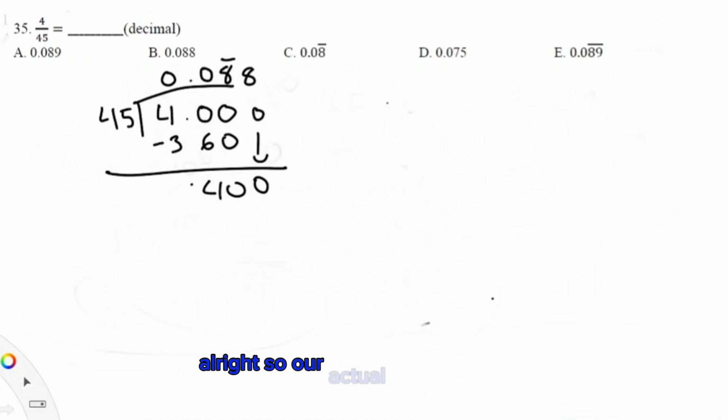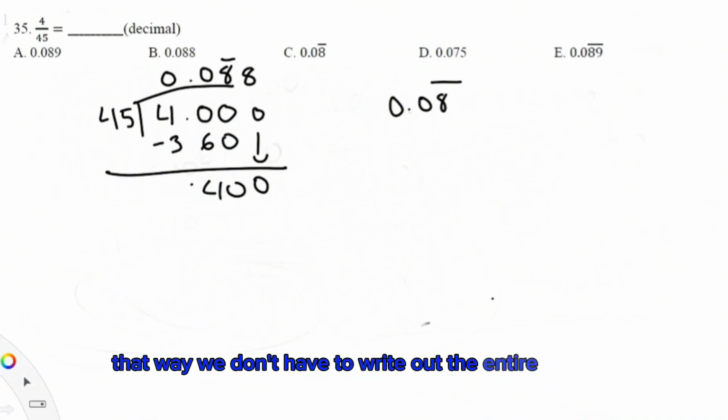So our actual answer is 0.08 repeating. This line over it means repeating, that way we don't have to write out the entire number. And that's your answer. Alright, that's it.